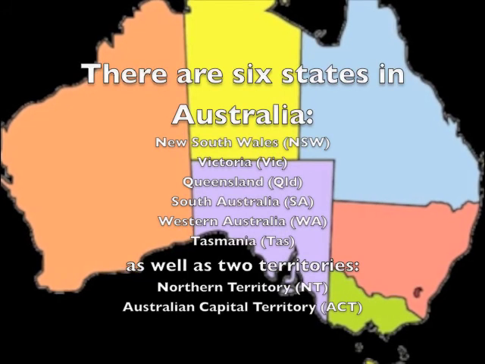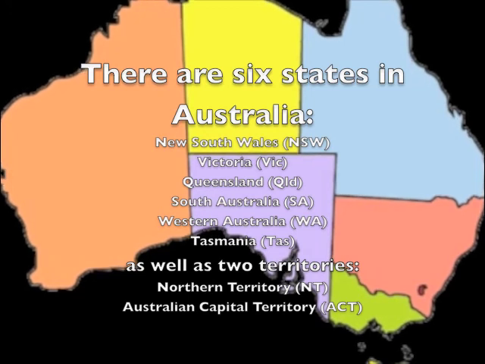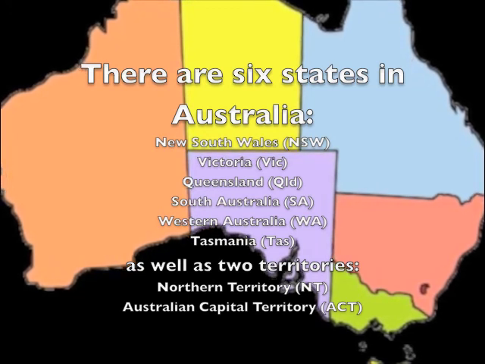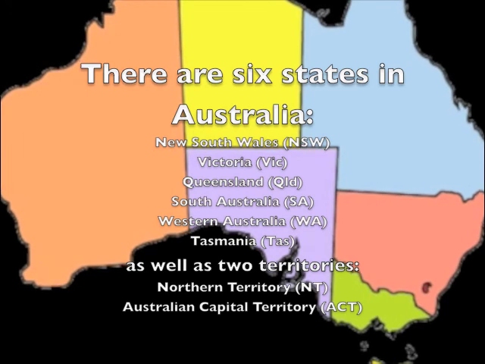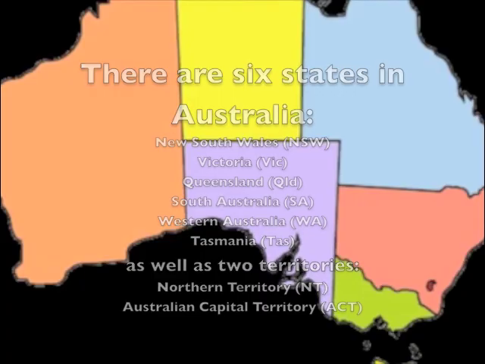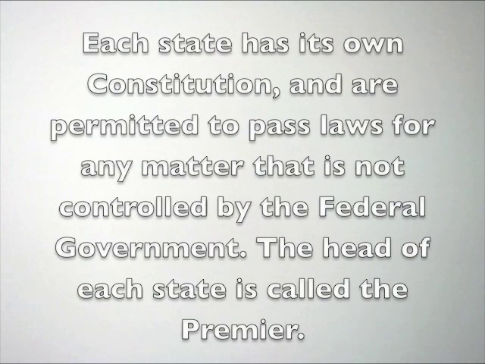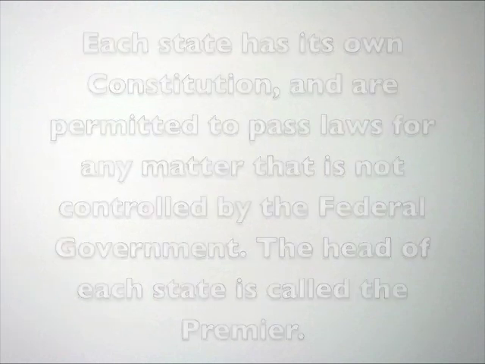There are 6 states in Australia: New South Wales, Victoria, Queensland, South Australia, Western Australia and Tasmania, as well as 2 territories, the Northern Territory and the Australian Capital Territory. Each state has their own government, and these consist of parliaments which are similar to the federal parliament. Each state has its own constitution and is permitted to pass laws for any matter that is not controlled by the federal government. The head of each state is called the Premier.